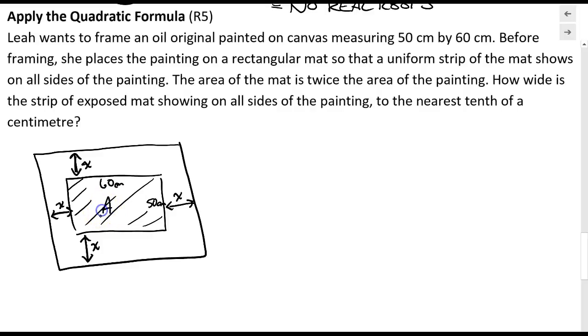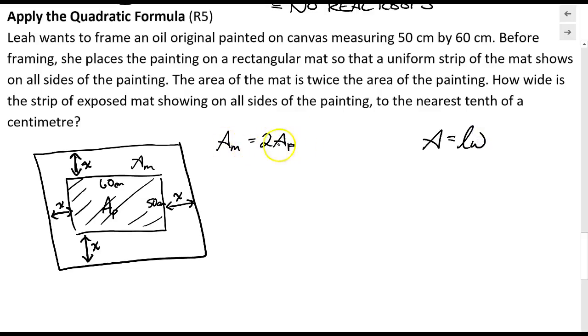So area of my painting is half of the area of my mat, or vice versa. Area of the mat is equal to 2 times the area of the painting. How wide is the strip of exposed mat? Well, how do we calculate area in general? Area is length times width.